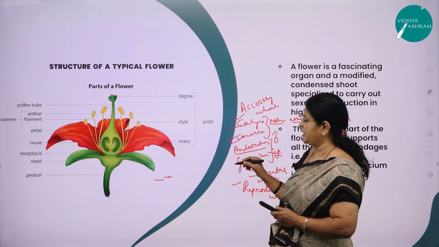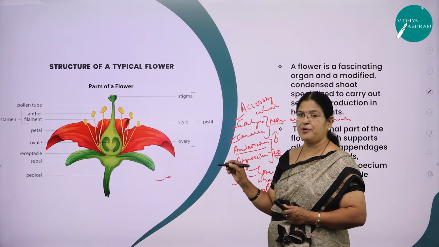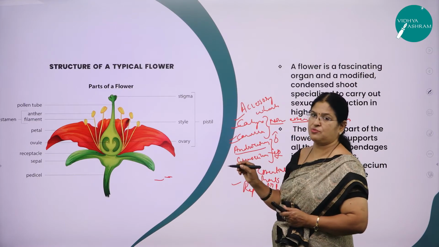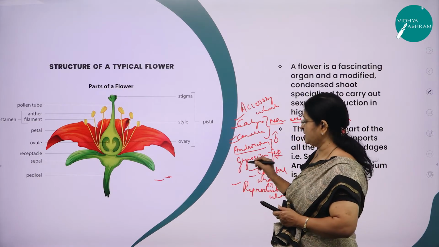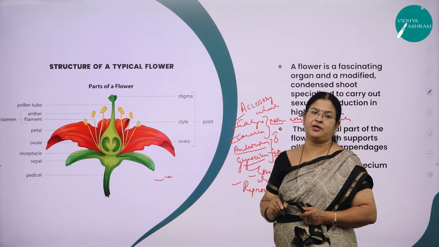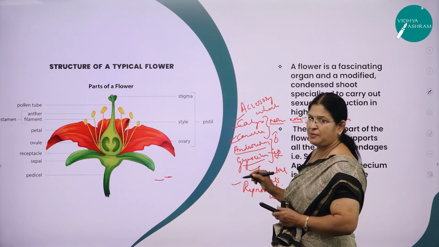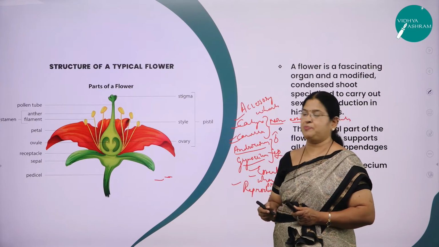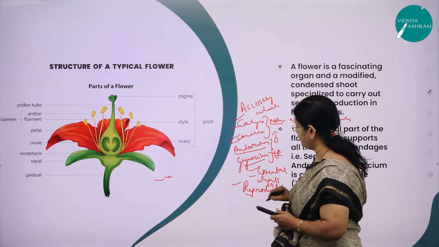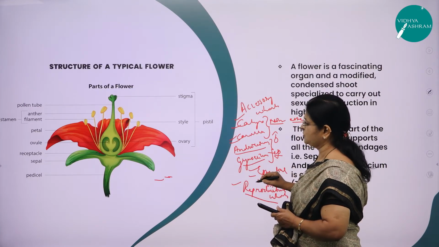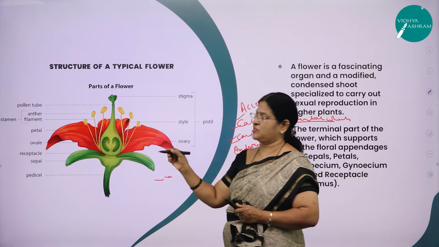Whereas androecium is the male reproductive structure of a flower which produces units called stamens, and gynoecium, which is the female reproductive part of a flower which produces carpels, directly take part in the process of reproduction. Hence you call them reproductive whorls or essential whorls. Now let us study the structure of a typical flower.